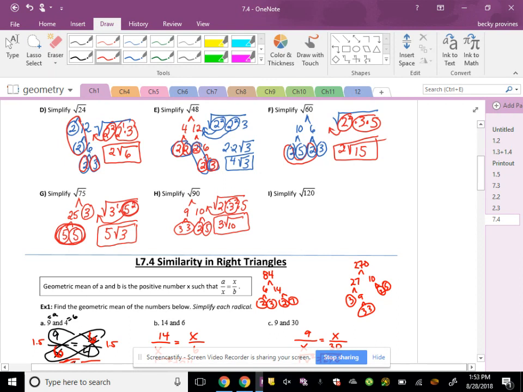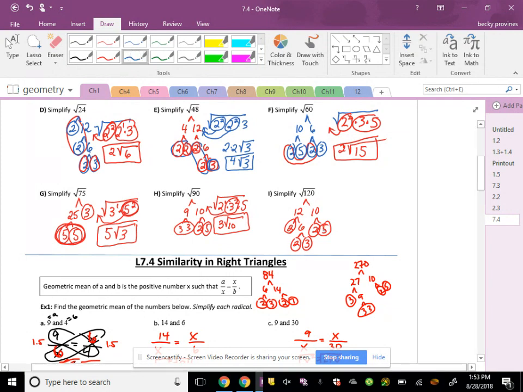Next one, 120. So I'm going to do 12 and 10, 2 and 6, circle the 2, 2 and 3, circle both of those, and 2 and 5. Okay, now guys, I do circle the prime ones because I really don't want to forget anything when I'm finished.